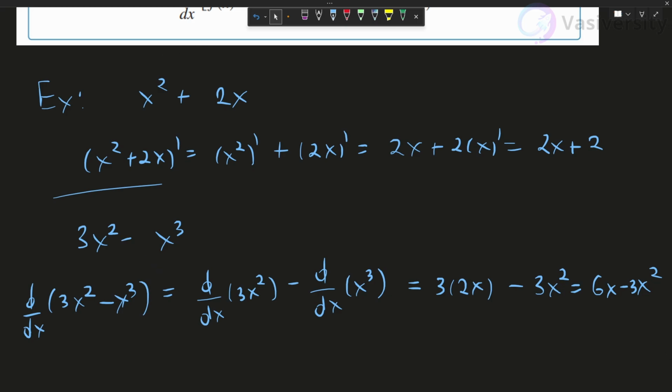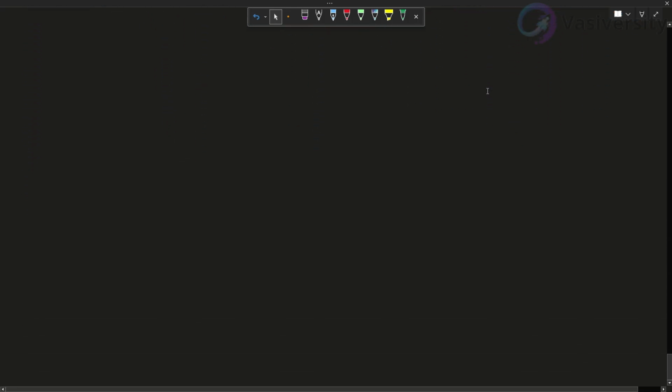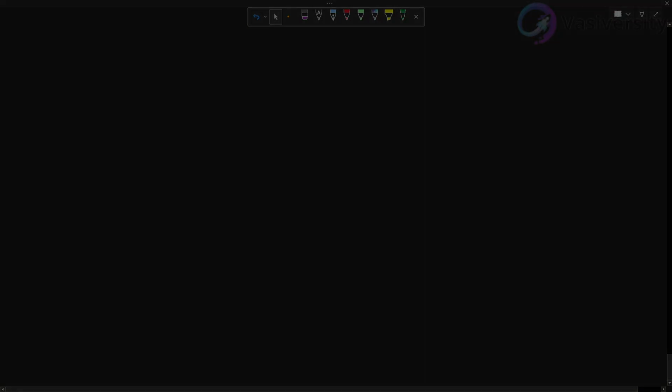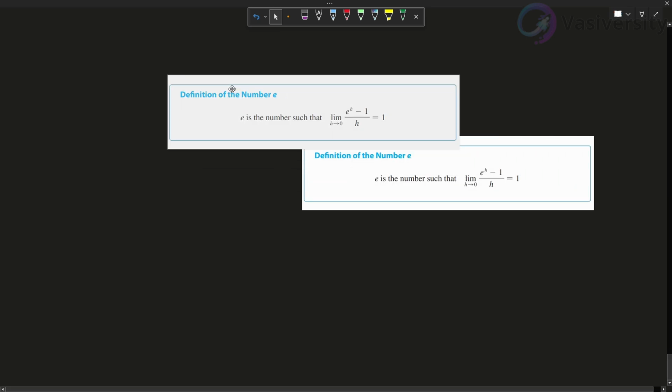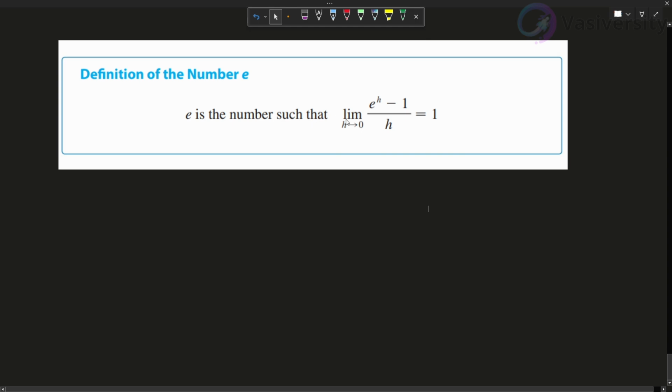Perfect. So now let's go ahead and do an interesting thing. We can do the definition. The interesting thing is essentially that when the exponential functions were defined for the derivatives, it happened that the number e was discovered. So let's give the definition of Euler's number. We were talking about it, we were using it in logarithms, but here is the official definition. e is the number such that the limit as h approaches 0 of e to the h minus 1 over h is equal to 1. This is such a number.